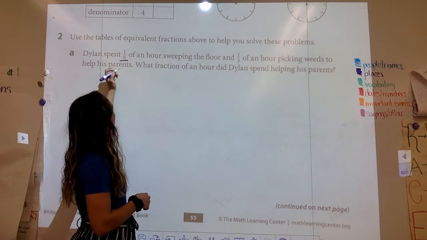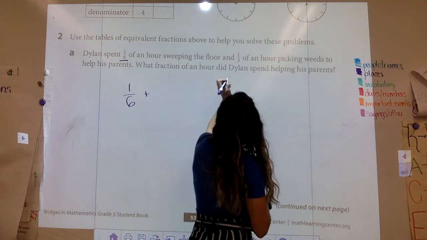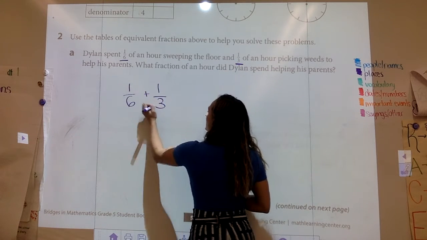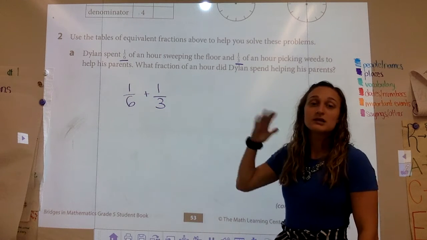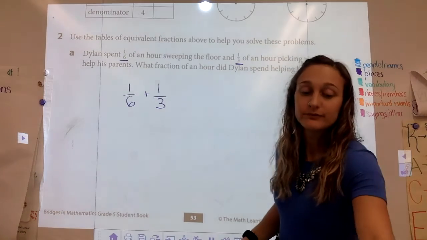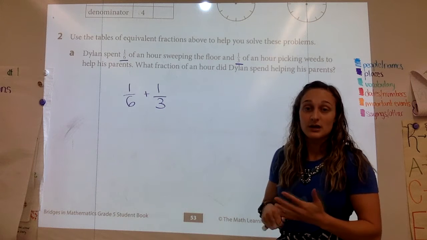So we've got 1/6 plus 1/3. Now the first thing I want to ask myself is, can I do this addition? Do the denominators match? And my first reaction is, no, no, no. I need to make sure the denominators match.